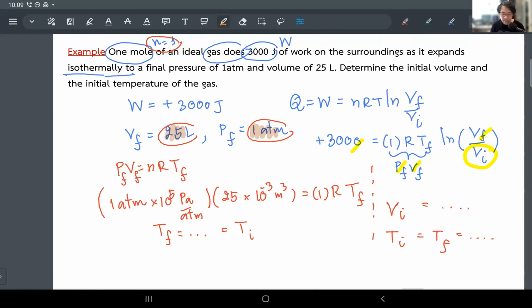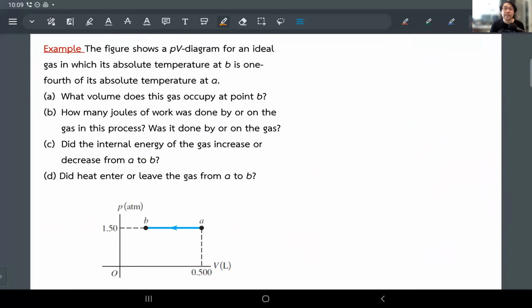All right. Let's take a look at one example right here. Let's start from an easy one first. So today is going to be like a workshop, the first half of the lecture, because we have several examples that we can go through together. So I think it's going to be fun. The figure shows a PV diagram for an ideal gas in which its absolute temperature at B, right there, just look at that point B right here, is 1/4 of its absolute temperature at A. So what I can say is, okay, T at B is T at A over 4.